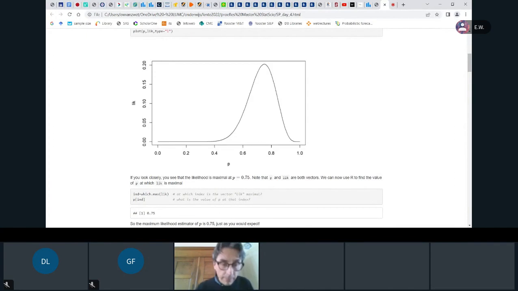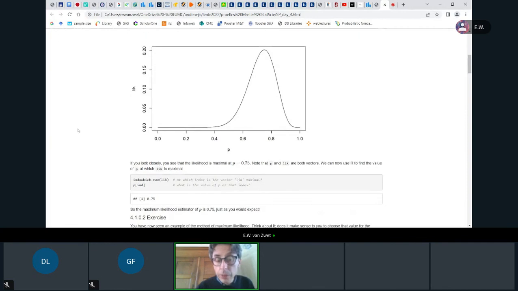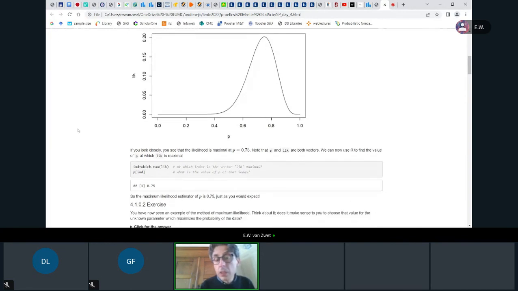That's the method of maximum likelihood, and here's a little bit of R code to compute that in a very direct way. We set up a little vector, we compute for lots of different values for that parameter p the likelihood, and then we find the one that's biggest. And you find 0.75.